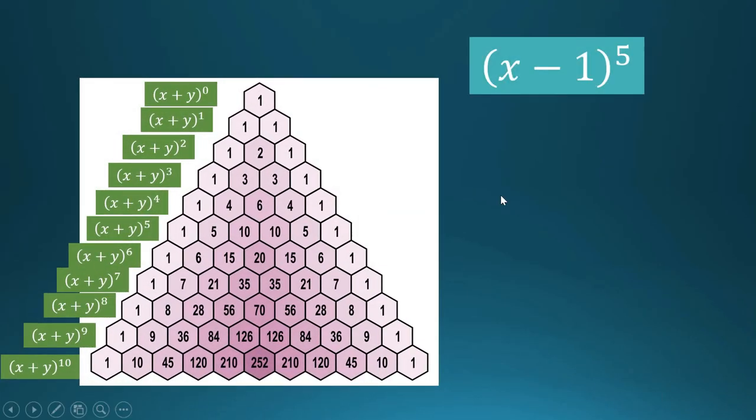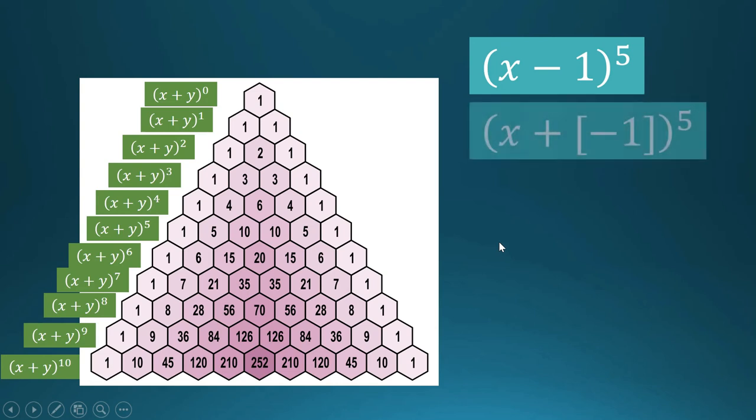How about x minus 1 raised to the 5th power? Expand this. I spoke about this last time with x minus y raised to the 3rd power. What you do is you write the binomial in terms of addition. x plus the negative of 1, raised to 5. And then we will look for the row corresponding to the polynomial of degree 5. This is it. So these are the numerical coefficients of the terms of this expanded binomial.